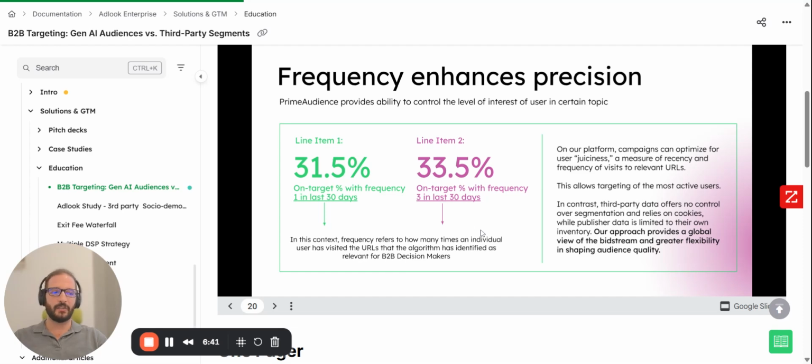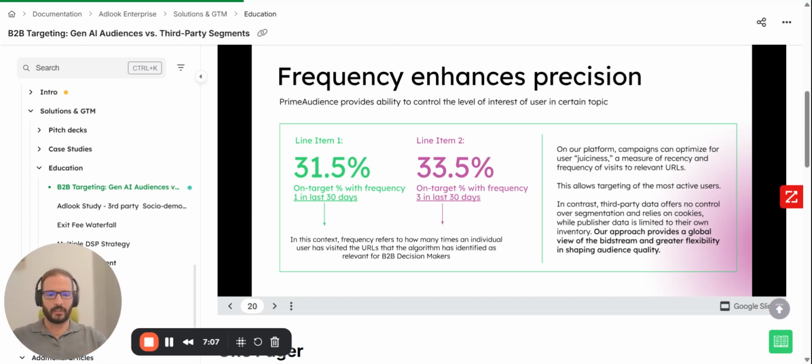Higher percentage, higher user visiting the URL, higher chance that they are interested in your product and they will view your ad and click. So on our platform, campaigns can optimize for user juiciness, a measure of recency and frequency to visits of relevant URLs. This allows targeting the most active users, keeping your campaign dollars active and working for you instead of against you.